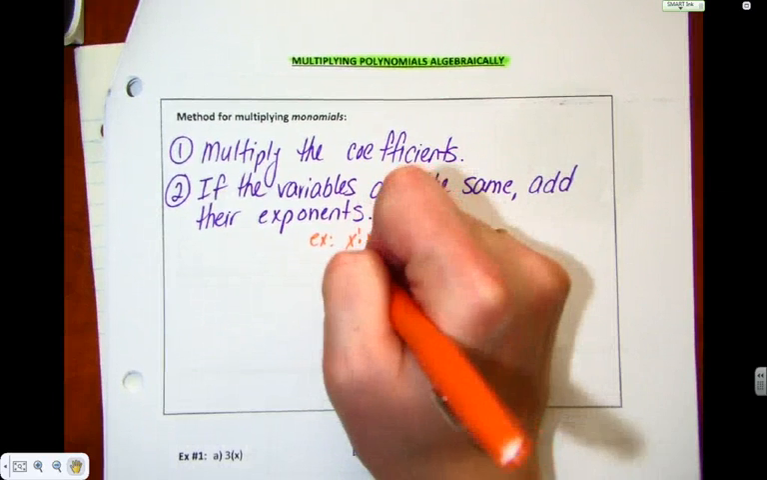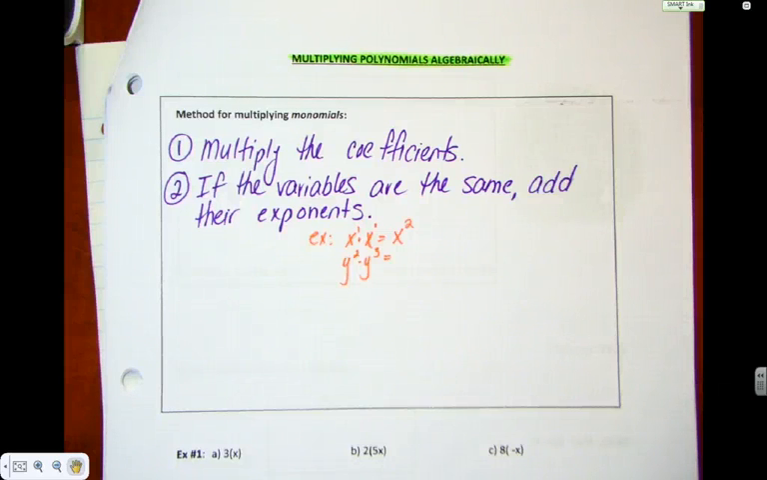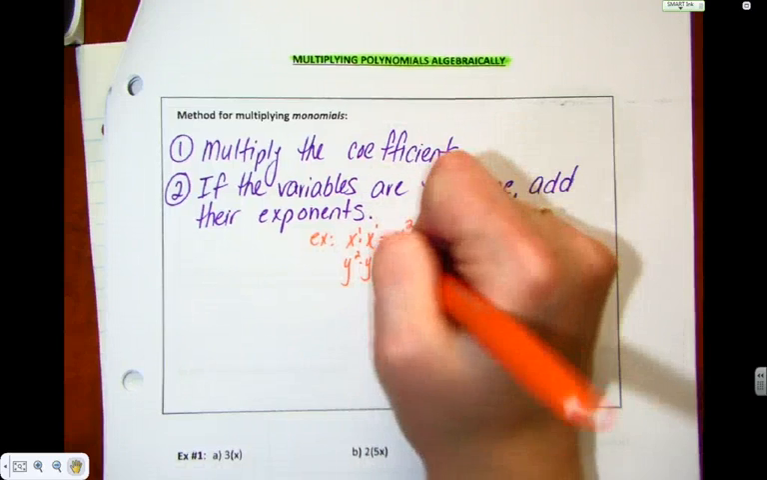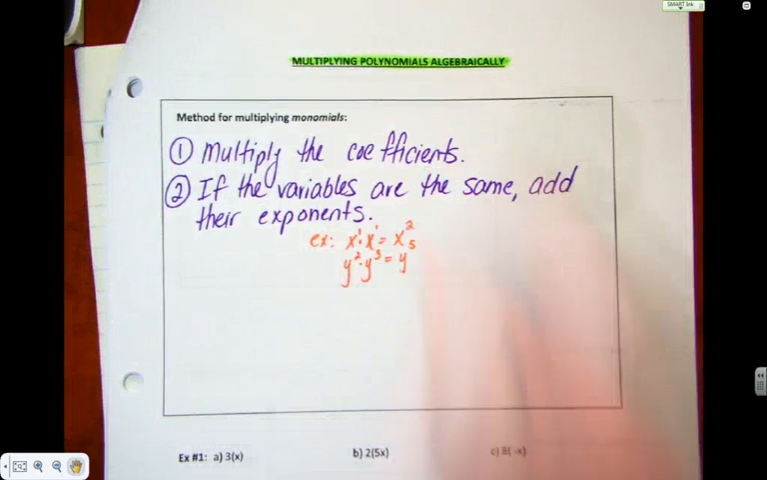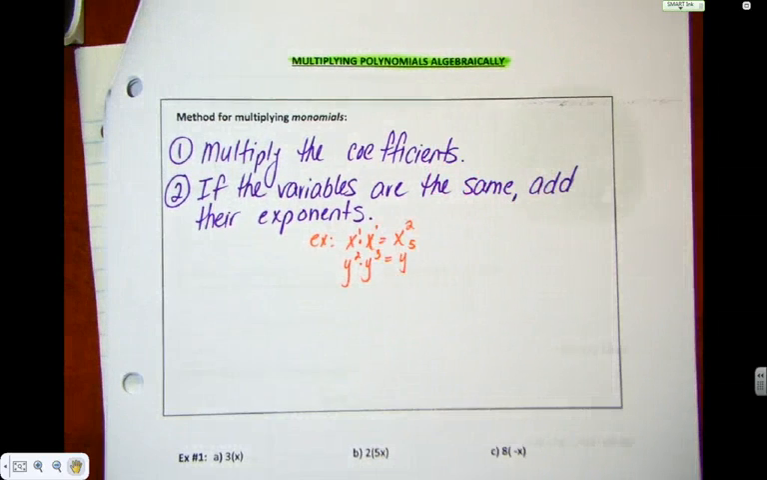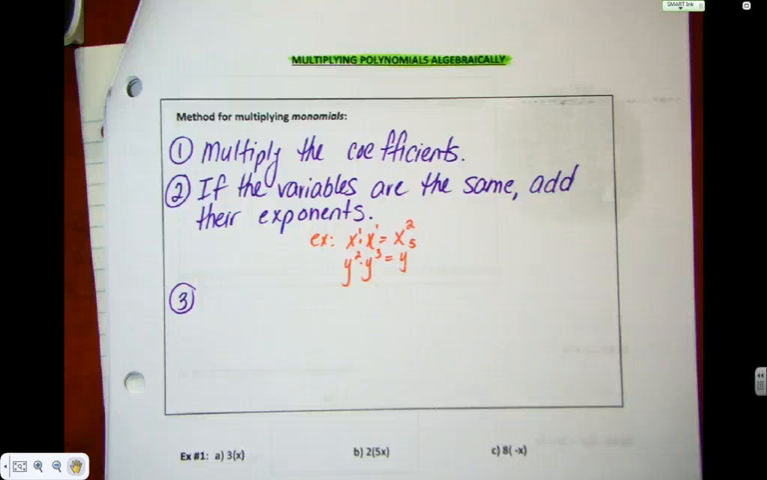If we had y squared times y cubed, for example, something you can't even do with tiles because we don't have three-dimensional tiles, this would be y to the 5. Okay, that's the trick with multiplying variables. You add the exponents.